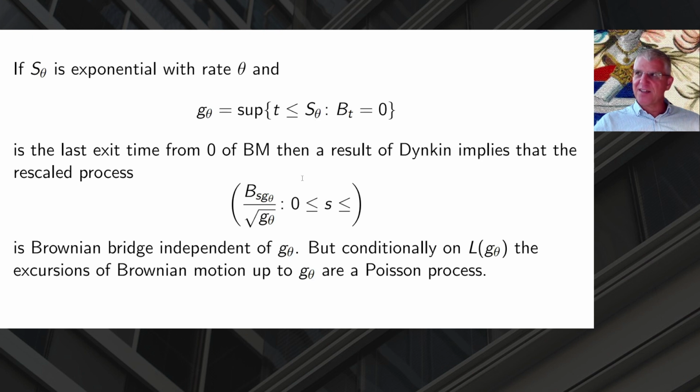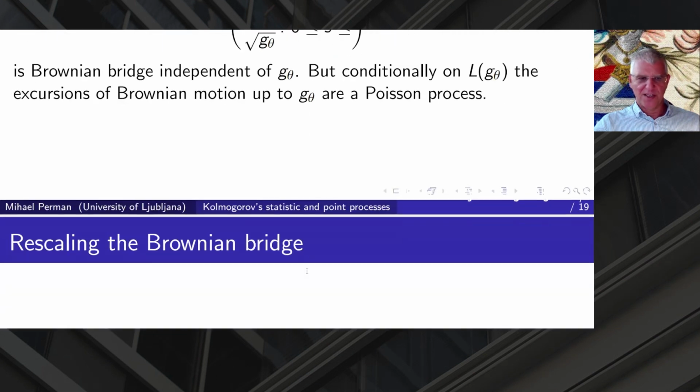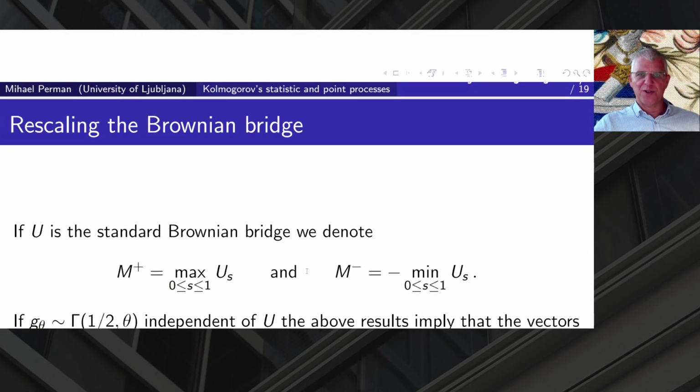the simple fact that the first point in the usual undergraduate Poisson process is at an exponential distance from the origin, that's one thing that we're using in an abstract setting. And conditionally on the local time, the excursions of Brownian motion up to g theta are a Poisson process. So I have another picture here that will try to explain.